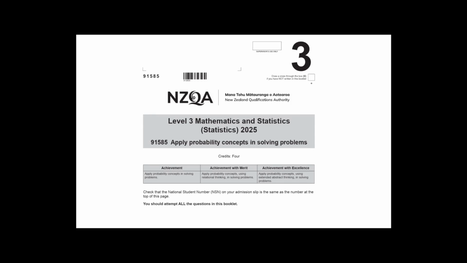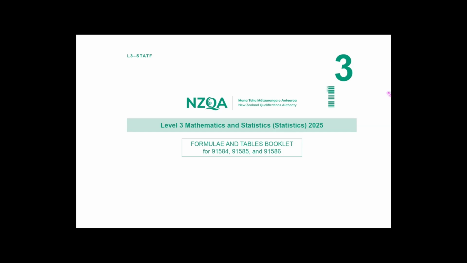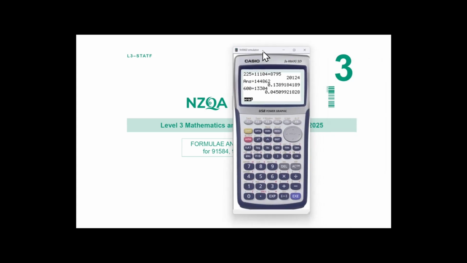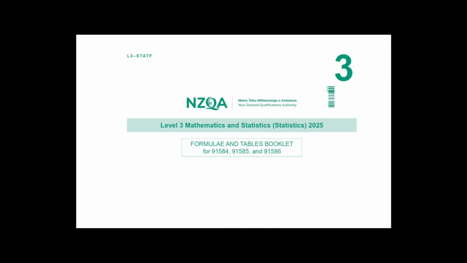So we move on to level 3. Level 3 statistics, in the continuing mission to do all of this year's exams. So this is level 3, apply probability concepts in solving problems from this year. I'm going to be using the formulas which are given to you, and also the most common calculator, which is also used by New Zealand students. So that said, let's do it to it.